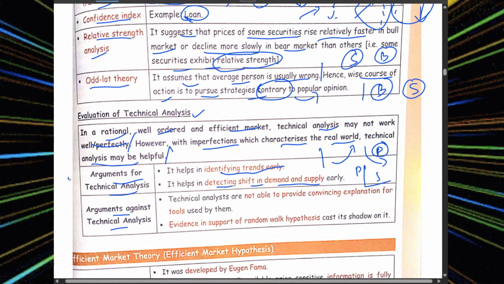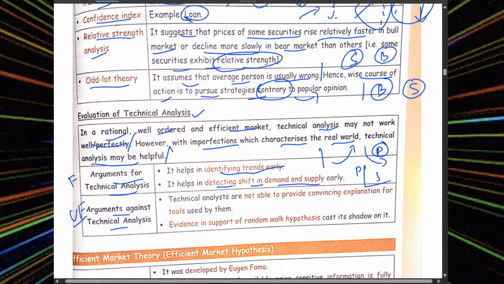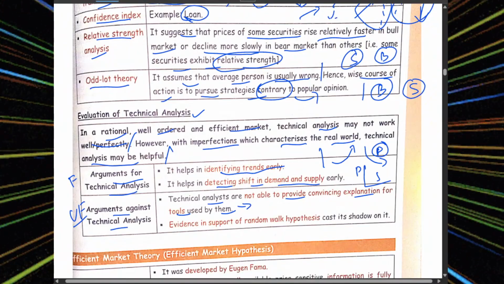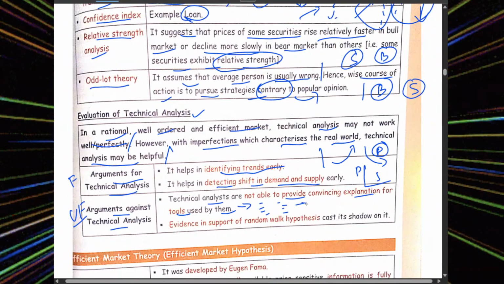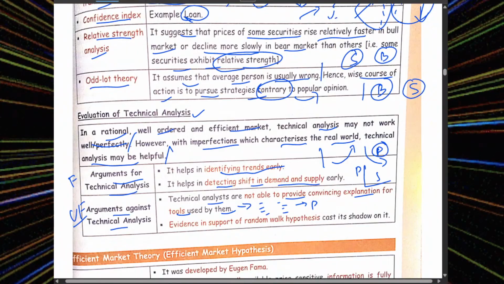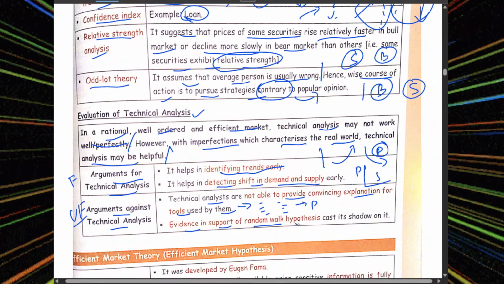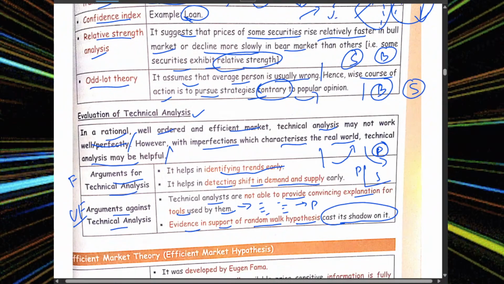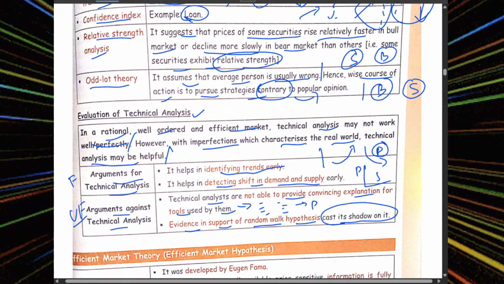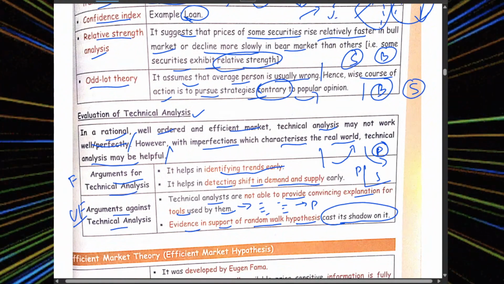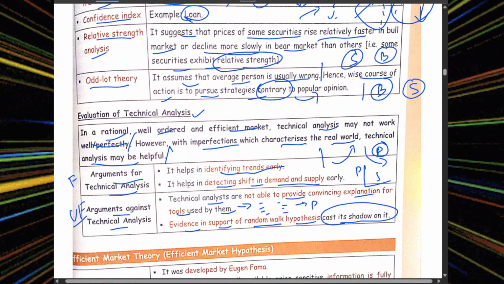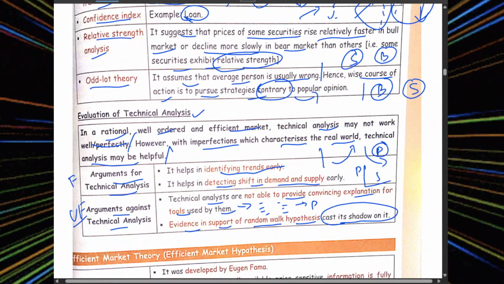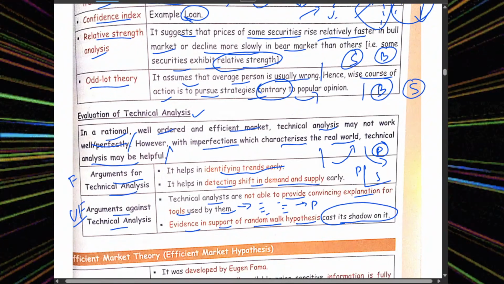Arguments against technical analysis. What do they say? Technical analysis is not able to provide a convincing explanation for the tools used. They are saying many formulas, but is there proof of evidence? No, it is not a proof of evidence. Evidence supporting the random walk hypothesis casts a shadow on it. It is like a random walk. You can't stop a person by stomping on his shadow. You can predict how the shadow will be, back or front, based upon how the light changes. But you are not stomping the person. Such a thing it is.